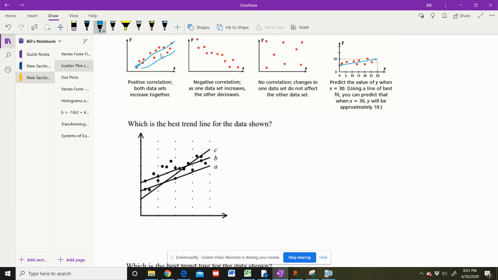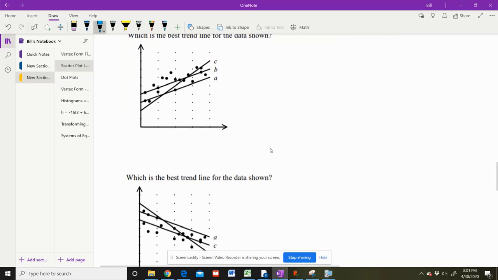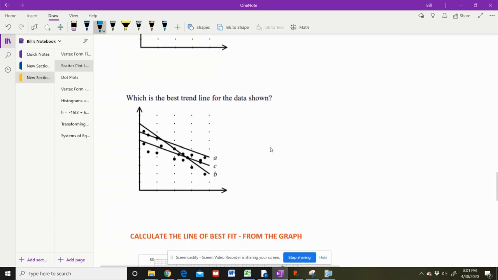If I could draw a straight line on the computer, that would look awesome. But we want it to go through the middle of the data. So I want you to answer this question: which is the best trend line for the data shown? All right, I also want to answer the question on this one, which is the best trend line for the data shown as well. So I'll stop, ask the question at Edpuzzle.